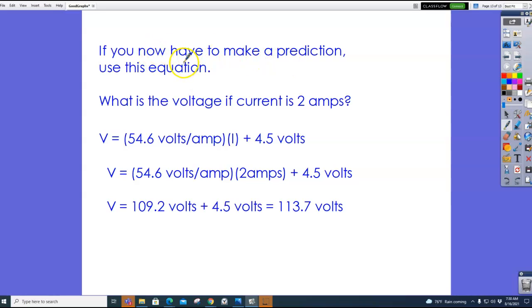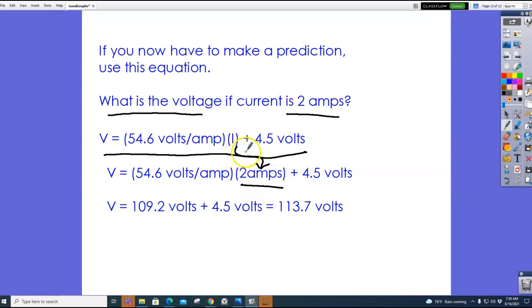If you now have to make a prediction, use the equation. You have an equation. Plug in values from your equation. So if you had to predict what the voltage is if the current is 2 amperes, you write the equation that you just came up with, plug in the value. In this case, you were given a value for the independent variable, but you might have been given one for the dependent variable and have to solve. So we have plugged a value in, and then we calculate 54.6 times 2 is 109.2, plus 4.5, that's the y-intercept, equals 113.7 volts. And that's our predicted value.